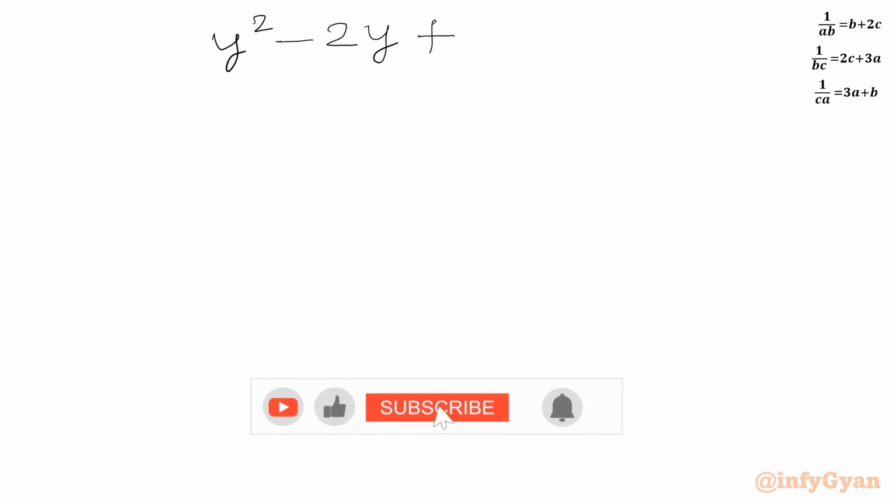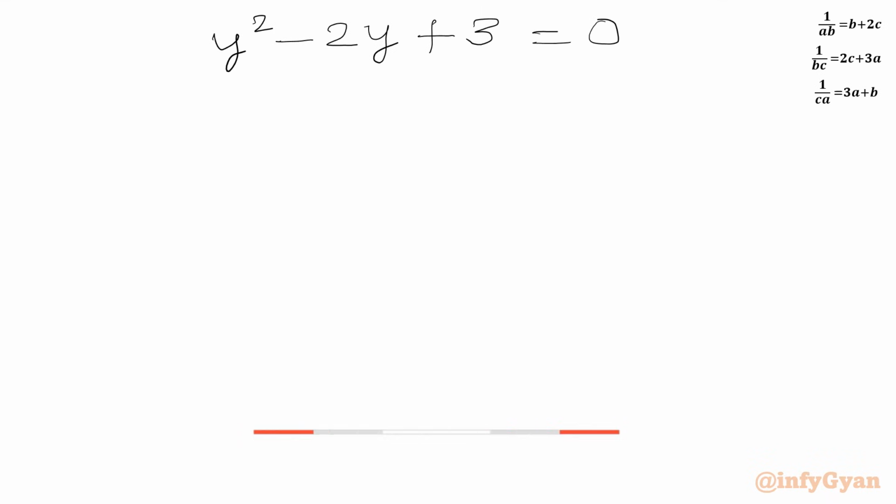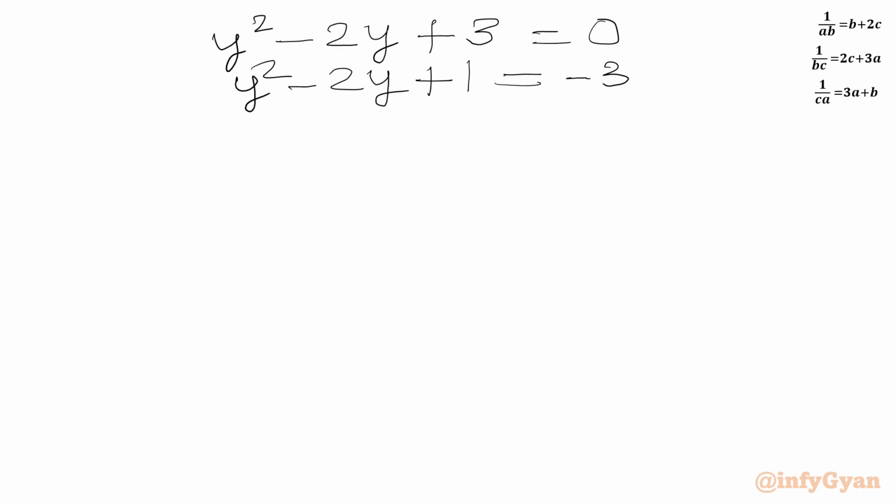So y square minus 2y plus 3 equal to 0. Now we will write y square minus 2y in the LHS and minus 3 in the RHS. Now we'll be adding 1 to both sides so that LHS will give us one perfect square of y minus 1.